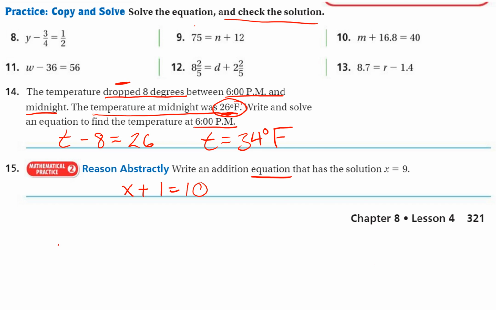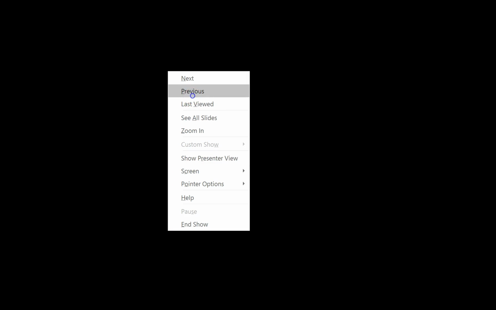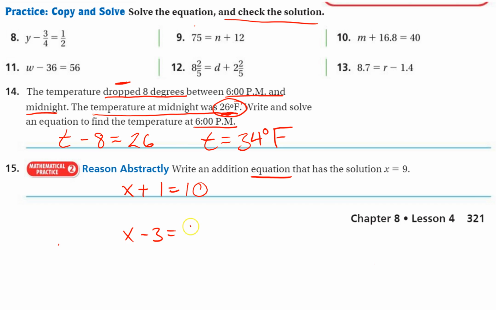But again, you could choose whatever you want. You could say x minus 3 and say, okay, 9 minus 3 is 6. This equation would also work. So there's really an infinite number of equations you could write, as long as after you write the equation, putting 9 in place of your x would make the equation true.